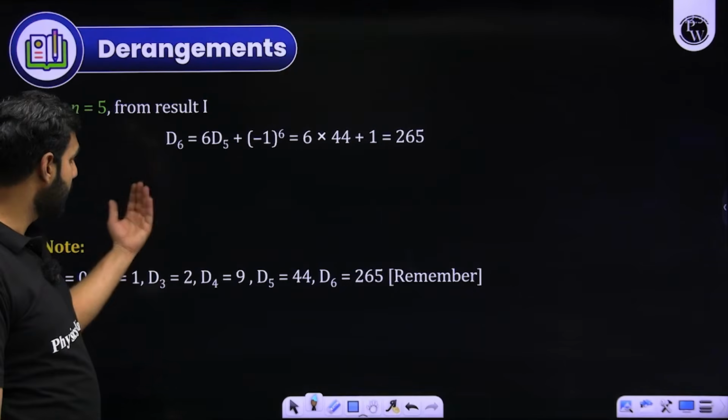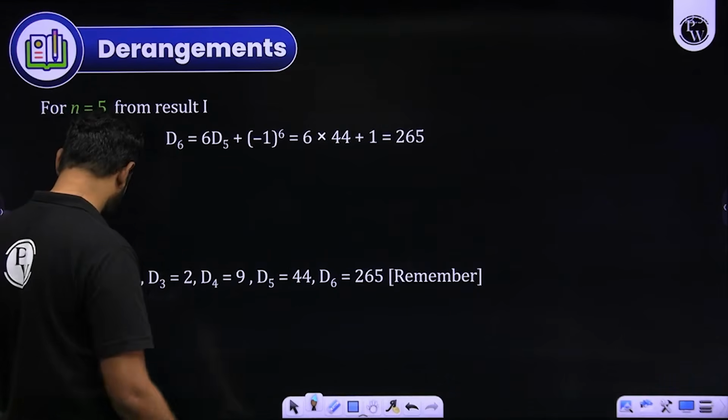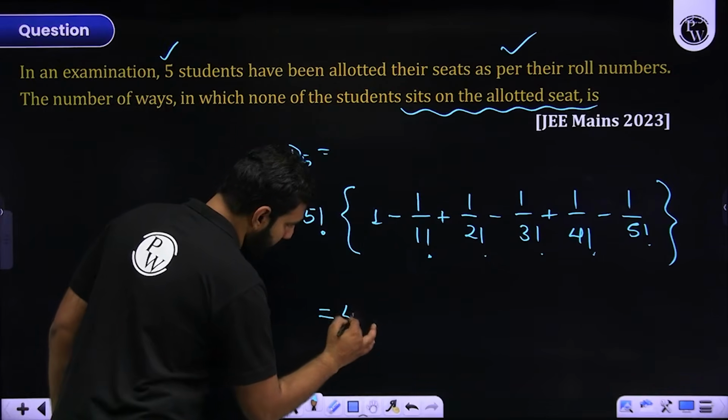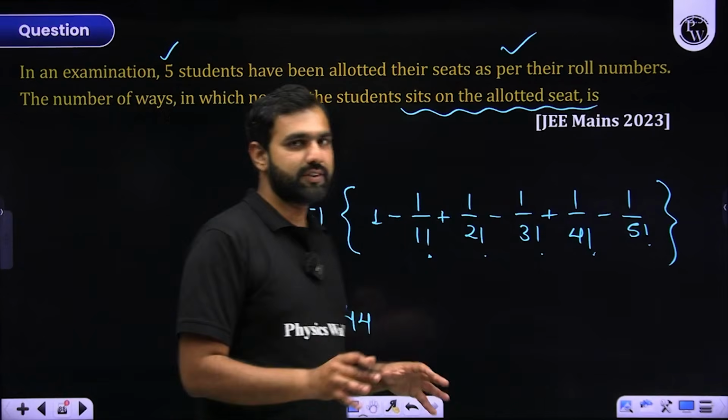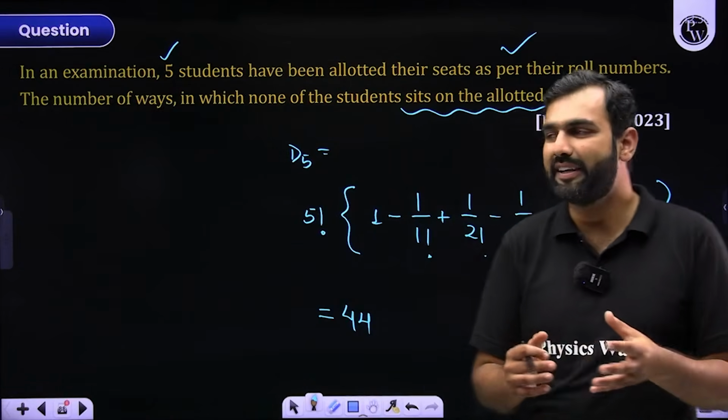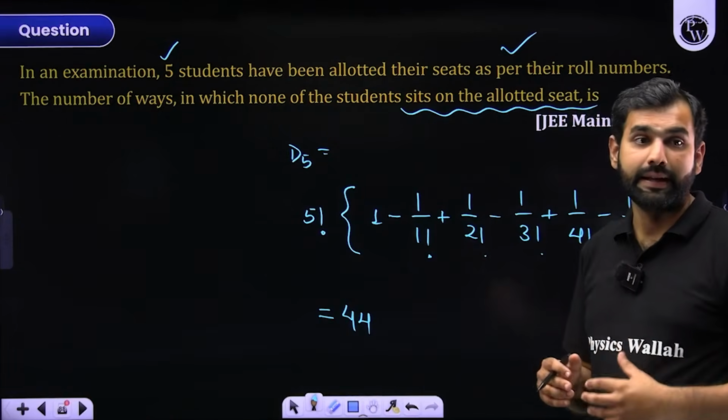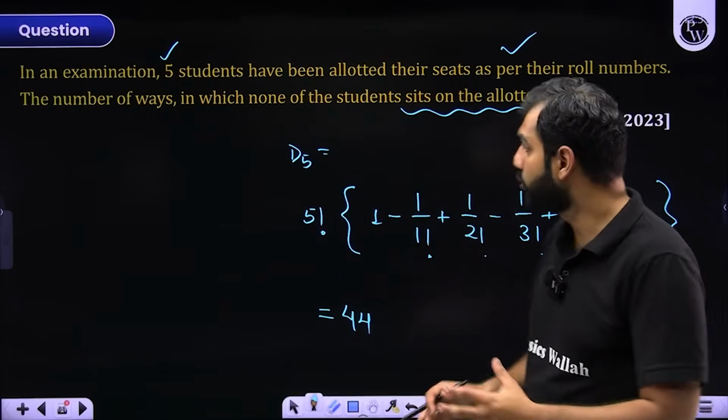Although if I could make you recall, D5 was 44. So the answer to this question will be 44. Did you understand the question of derangement? How do they deal with questions on derangement? How do they deal with this particular concept? And how should you remember it?